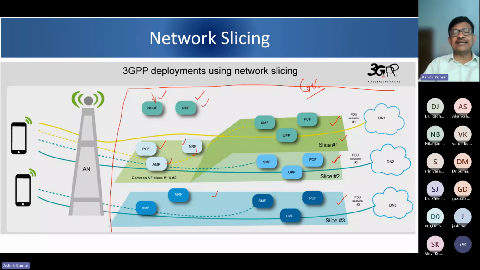Now, if you look at the third slice, it has its own AMF, NRF; all network functions of slice 3 are independent except NSSF and NRF. And then they connect to different data networks. Data networks can be services like V2X service, smart meter service, and so on. We will go into slightly more detail about it in the later half.